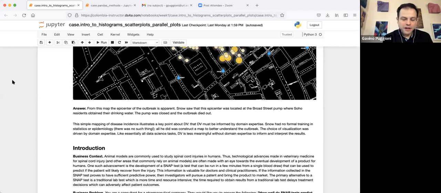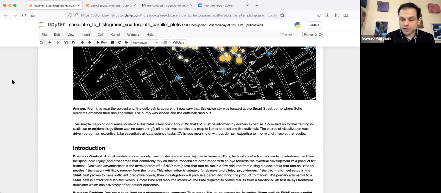So one of these developments that actually was originating from veterinary science was the development of a SNAP test. That is a test that just requires a single blood draw that will determine if the blood has the characteristics that will allow the individual to recover from the spinal injury. And this is something that can really help the doctors to understand what is the best way to treat the patient.